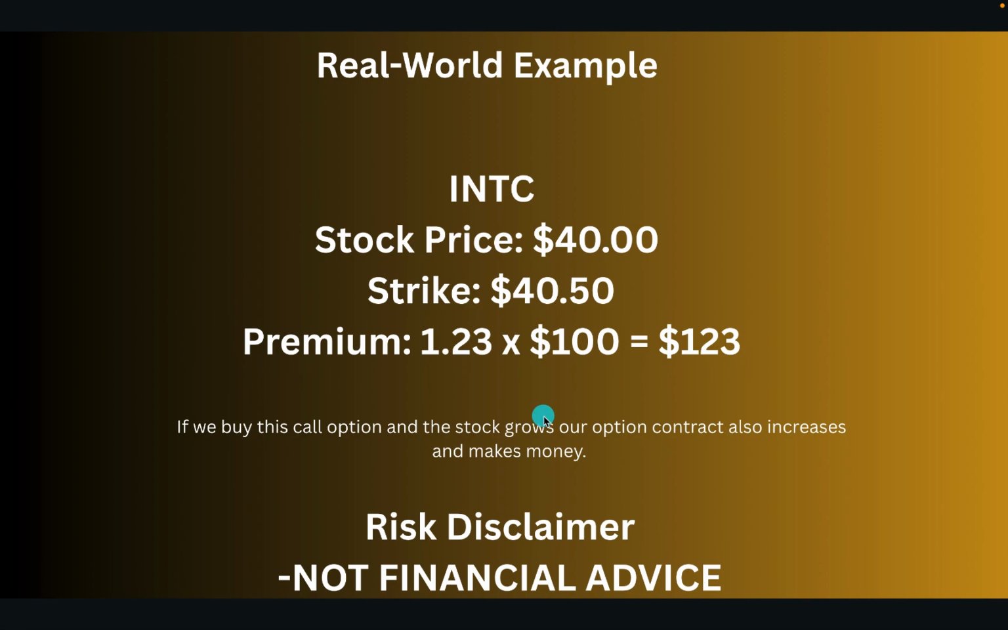If we buy this call option and the stock grows, our option contract also increases and makes money. So instead of our premium being worth $1.23, if the stock grows, our option contract goes from $123 to $223. We can then sell the contract for a $100 profit.